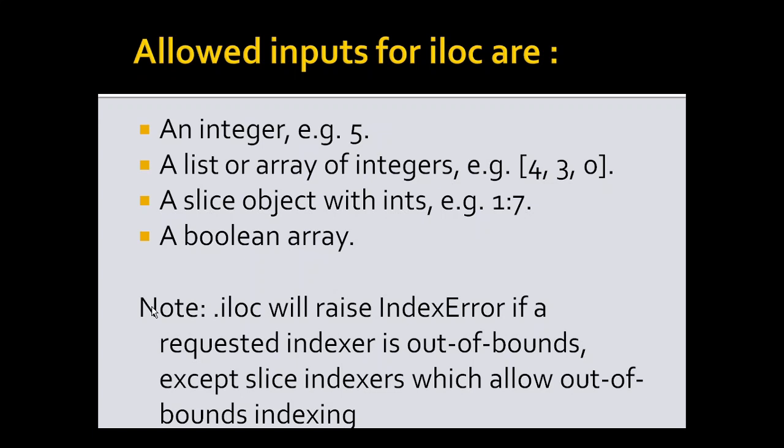Now for the type of error, iloc will raise an IndexError if a requested indexer is out of bounds. That means if you are using an index which is not there, then it will raise an error. But it will not raise an error when a slice indexer allows out of bound indexing. When you are using slicing and you are taking an index which is out of bounds, then it will not raise any error. So now let us see the practical of it.